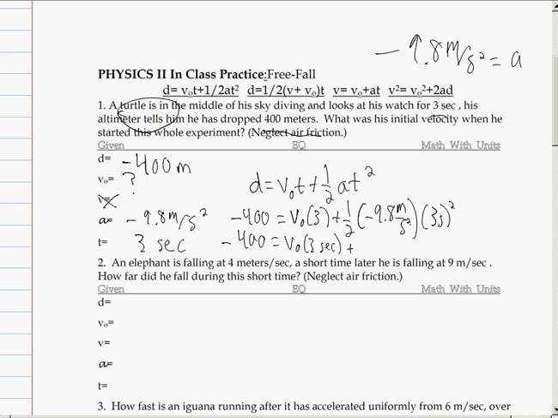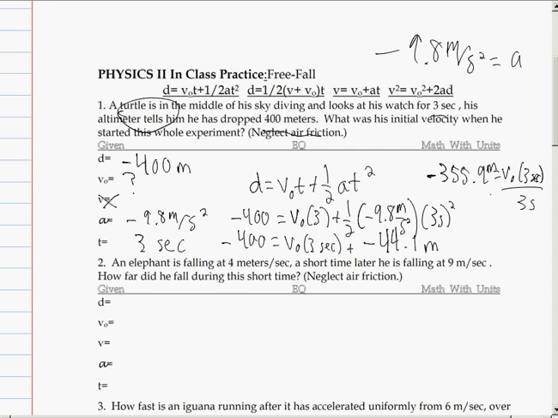I think 4.9 times 9 would be negative 44.1, I think. And that's meters. Okay. I bring that to the other side. I'm going to add 44.1. So that's going to give me negative 355.9 equals v0 times 3 seconds. And this is in meters.